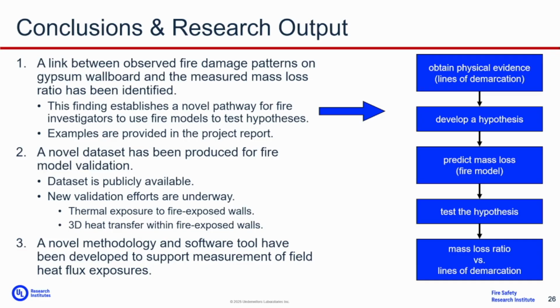How do we predict mass loss? Using a fire model. The fire model predicts the exposure. The exposure then dictates the mass loss. And so now a fire investigator has a direct pathway to predict the occurrence of fire damage patterns, and via this test hypotheses and hopefully improve the utility of fire models as a tool to investigators.